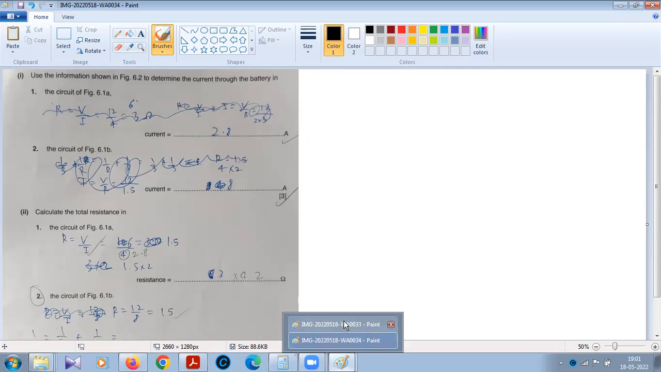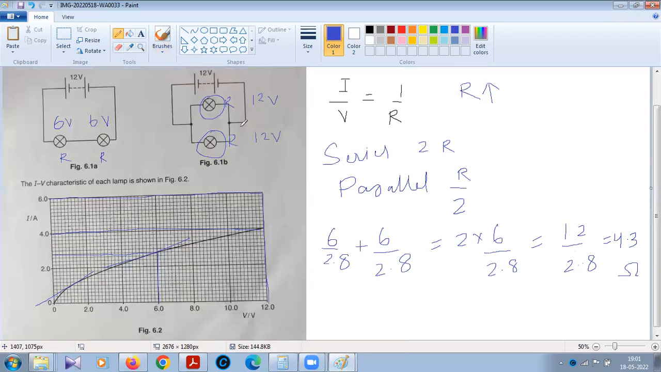Now for the circuit 6B, again I have to find out the total resistance, because the resistance will change. This is not a constant resistor, the filament. So for the first one it will be 12 divided by the current. Current is how much? 4, isn't it? So I am getting 3 ohms. This is 3 ohms and this is 3 ohms and they are in parallel.